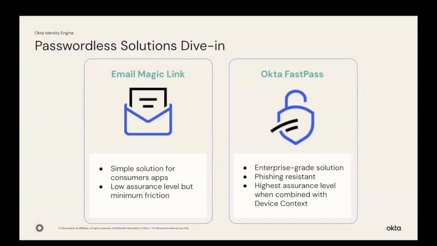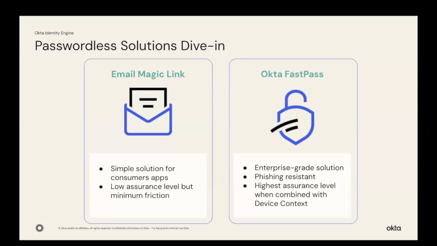Now, note that this is considered a low assurance authentication mechanism because it solely relies on the security of your email infrastructure. And that can be a challenge. Now, for enterprise use cases, we'll be looking at Okta FastPass, which is an enterprise-grade, phishing-resistant solution. Brent is going to cover that in a moment.